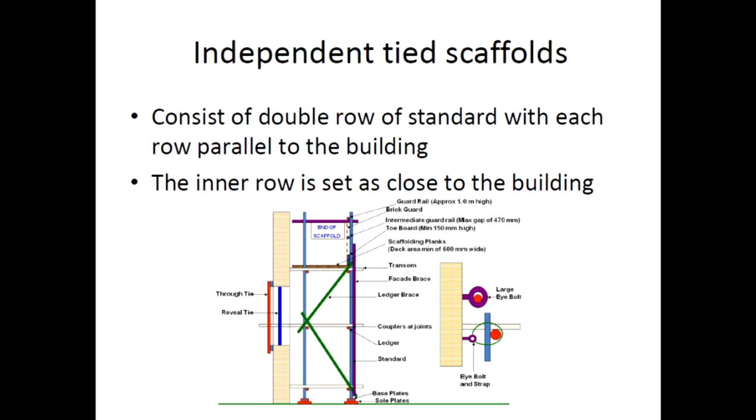So this is independent tied scaffolds. It consists of a double row of standards, with each row parallel to the building, and the inner row is set as close to the building as possible.